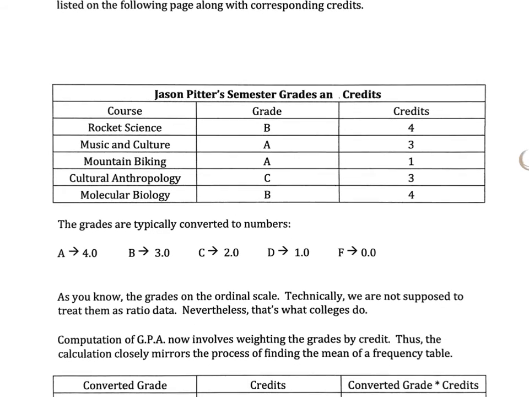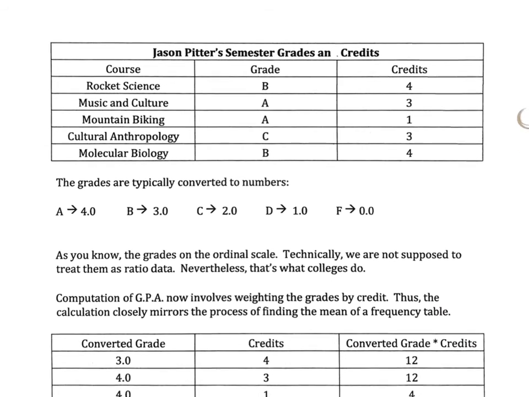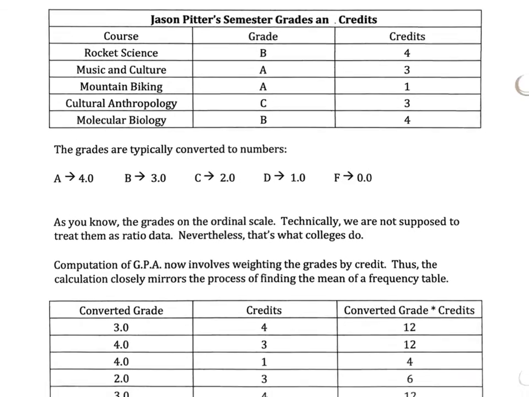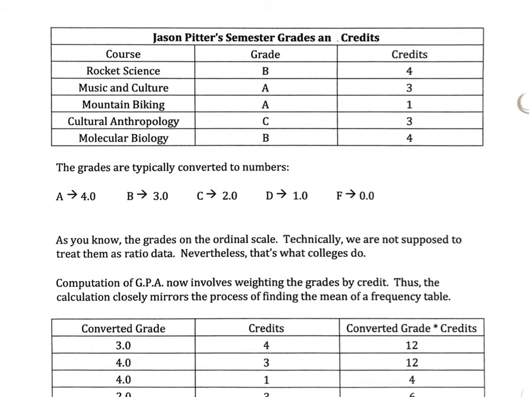These are Jason Pitter's grades in a recent semester. Took some interesting courses there, as you can see. I'm not sure how much you guys know about college grading, but this is how they do it. The letter grades, which most colleges use, are converted to numerical grades as such. 4.0 for an A, so in theory, if you got all A's, you have a 4.0. If you got all B's, no matter the weight, you have a 3.0. C 2.0, D 1.0, F, of course, 0.0.